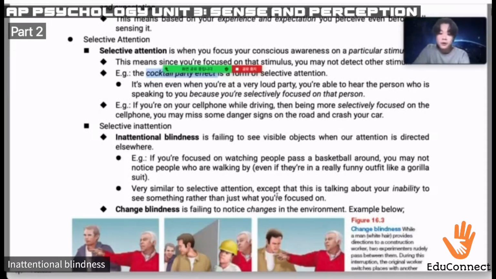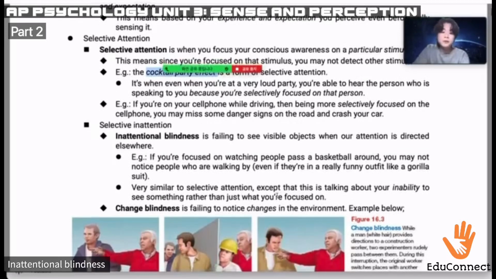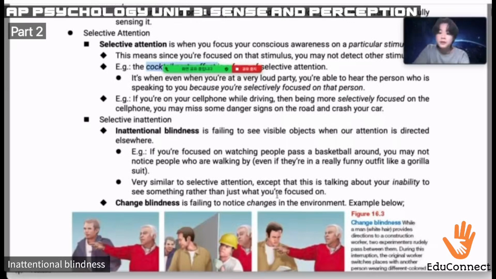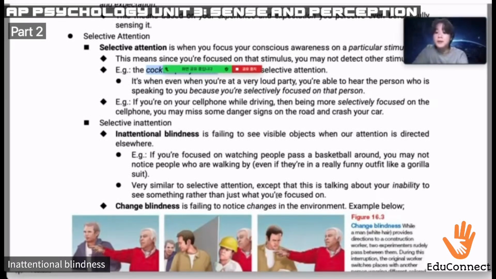For example, if you're focused on watching people pass a basketball around, you may not notice people who are walking by, even if they're in a really funny outfit like a gorilla suit. Very similar to selective attention, except that this is talking about your inability to see something rather than just what you're focused on. Because of the selective attention happening around your status quo, such as watching people playing basketball, your brain may choose, without you even thinking about it, to ignore the surroundings that interfere with your focus on passing the basketball around, right?